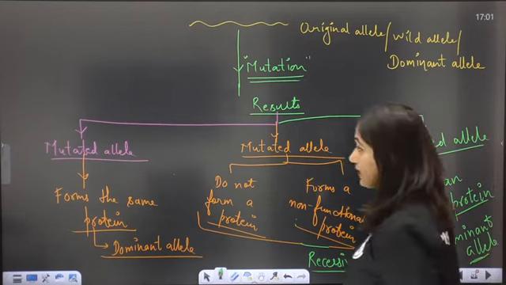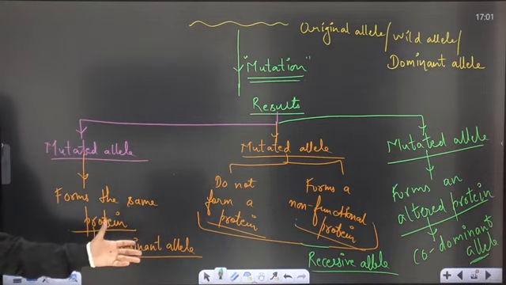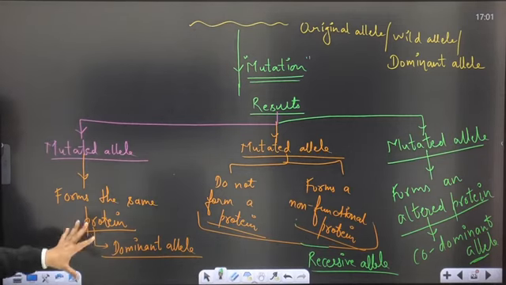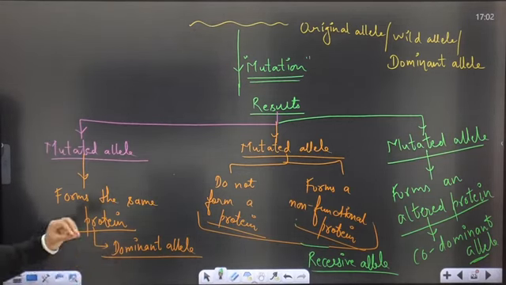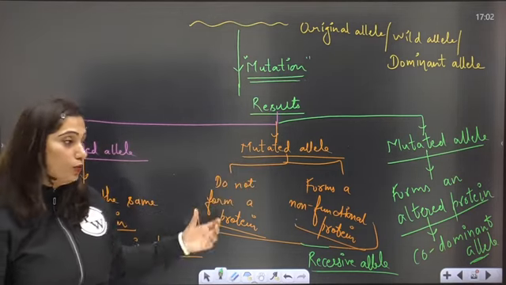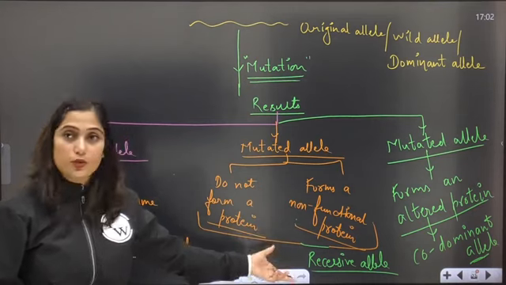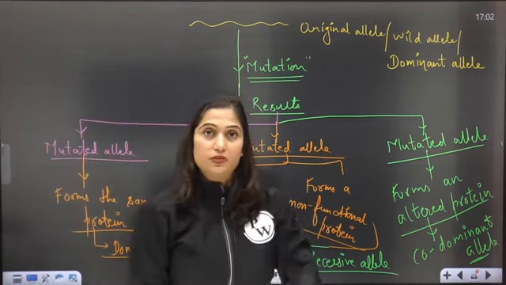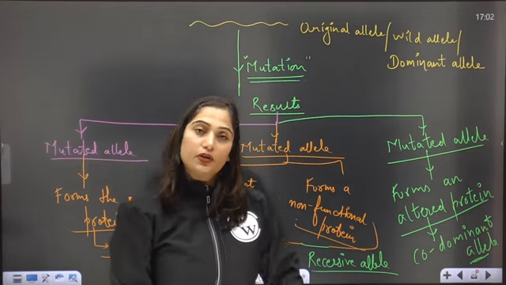Codominant allele. Understand this. Original allele, wild allele: after mutation, if the mutated allele still forms the same protein, then it is still called the dominant allele. And if the mutated allele does not form a protein or forms a non-functional protein, then this is a recessive allele. And if the mutated allele forms a changed functional protein, then it is a codominant.